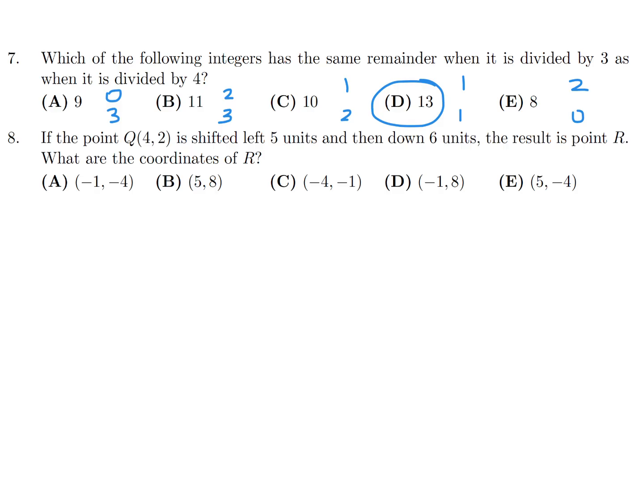If Q(4, 2) is shifted 5 to the left, down 6, you get R. What is R? All right, so let's do this on a graph. So we have 4, 2, right? 1, 2, 3, 4, 1, 2. Okay, so 5 units initially to the left. So we're going to end up here, right? So we end up at minus 1. And then 6 units down, so we're going to end up at minus 4, I believe, right here. So this is minus 1, minus 4. And that is choice A.